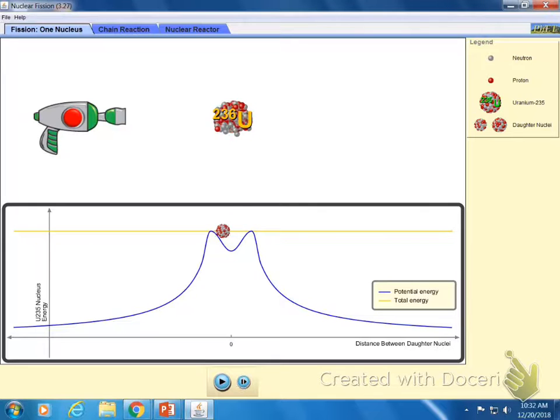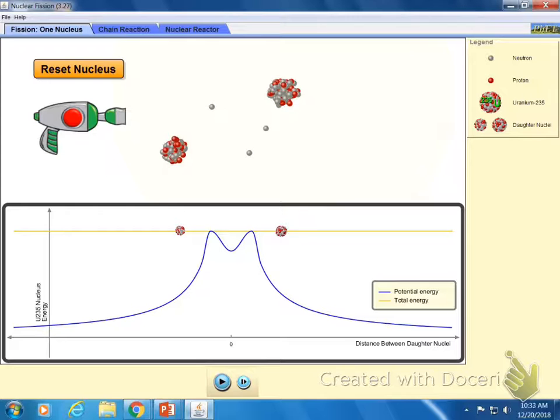The uranium-236 splits apart, and it releases two daughter nuclei and a couple of free neutrons all by themselves, with those other neutrons being able to split other atoms. And finally, the whole process of nuclear fission releases a lot of thermal energy.